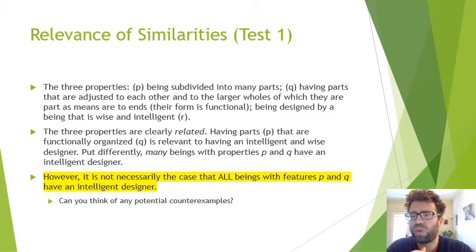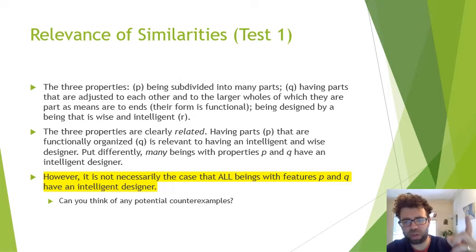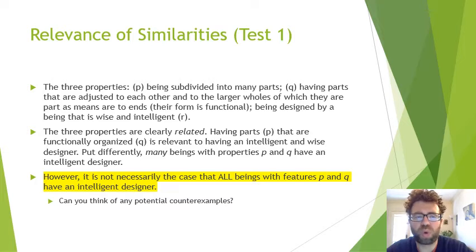Right? When you're thinking about a medication and you're comparing it to its generic, you might start thinking about the different properties that the medication and its generic have, and those different properties are probably deeply integrally related to one another. So the three properties in question in the primary analog are being subdivided into many parts, having parts that are mutually adjusted to each other or functionally cooperate, and being designed by a being that is wise and intelligent.